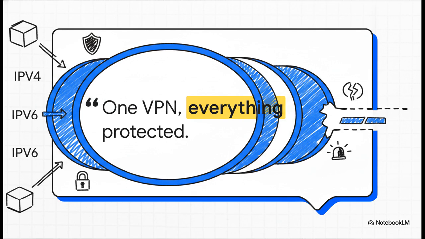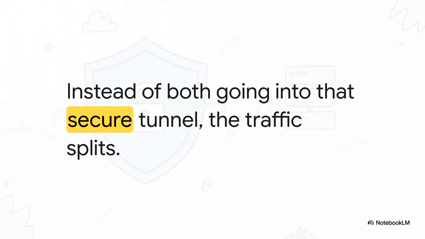One VPN, everything protected, right? You turn it on, and you naturally assume the entirety of your network traffic is covered. But that assumption is exactly where everything goes sideways. Because the reality behind the scenes is drastically different. Instead of both protocols going neatly into that secured tunnel together, the traffic actually splits.